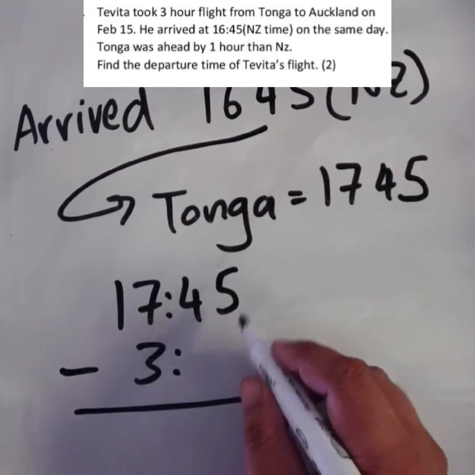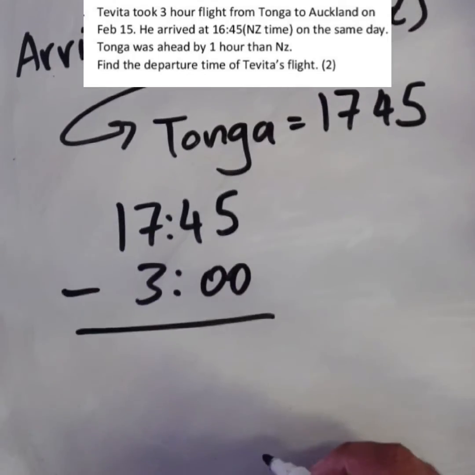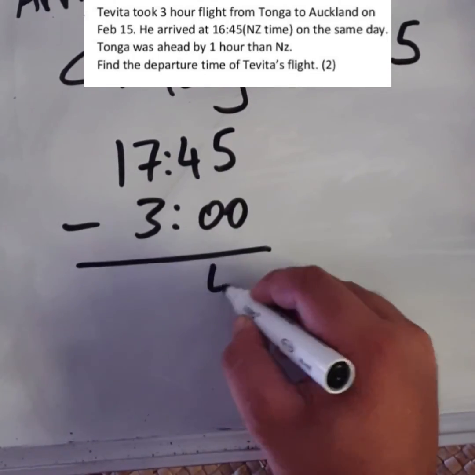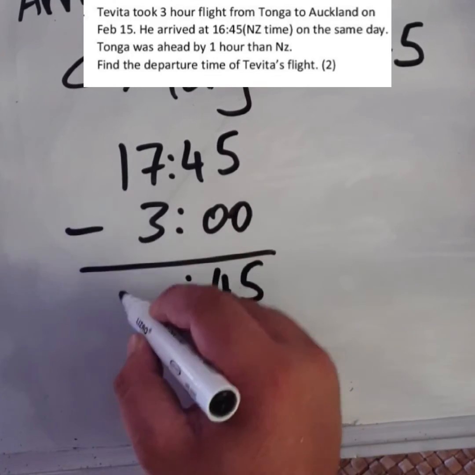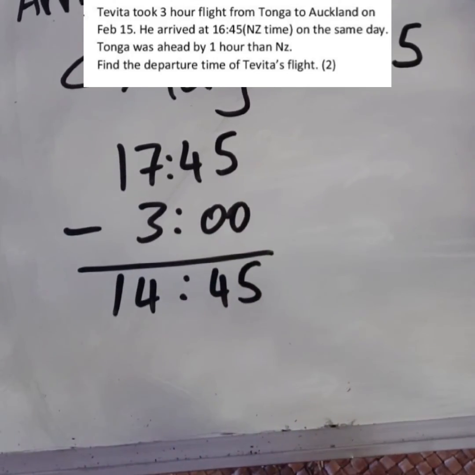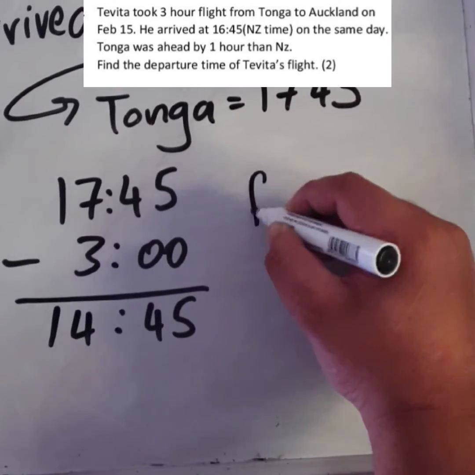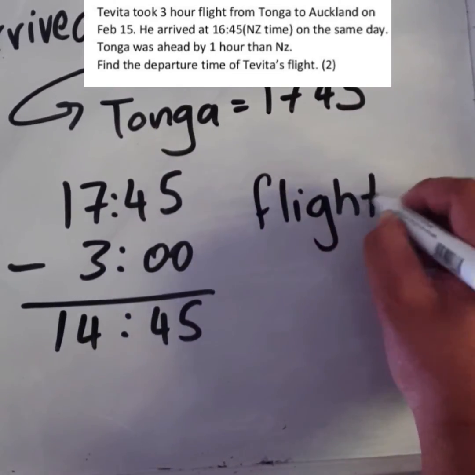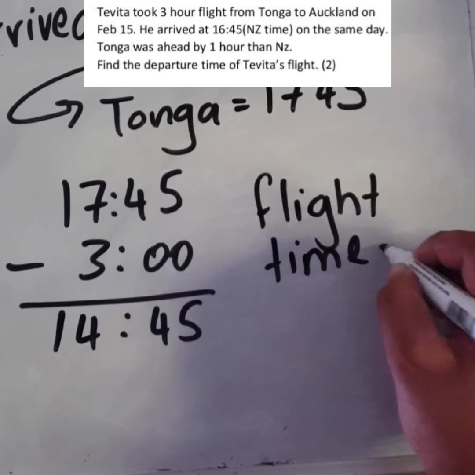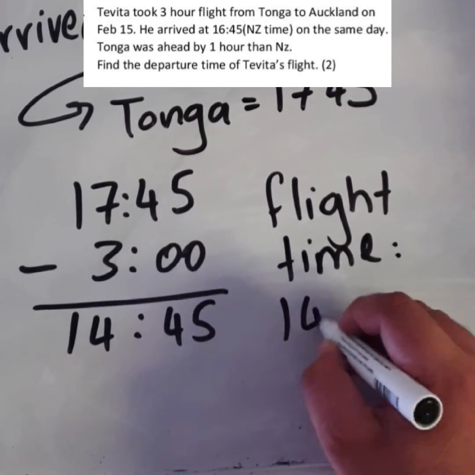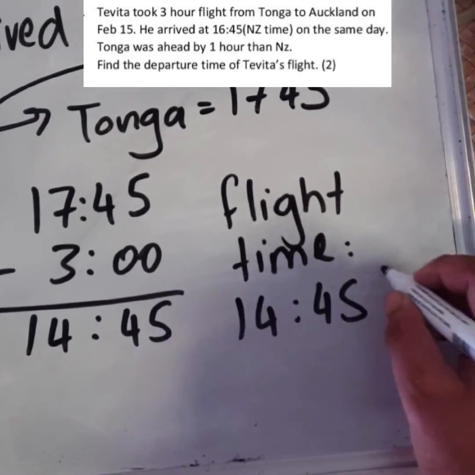We are told that the flight was 3 hours. So we can find the departure time by taking 3 hours away from 17:45. So moving backwards from 17:45, we will get to 14:45 Tonga time. So the time of departure from Tonga is 14:45 Tonga time.